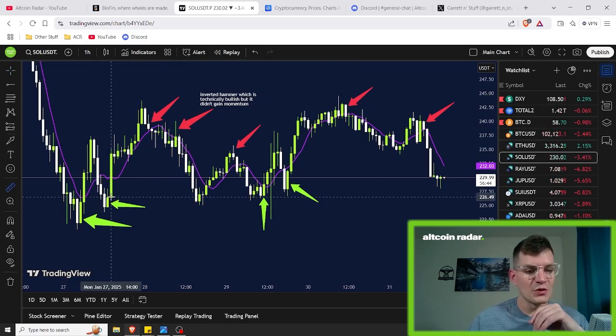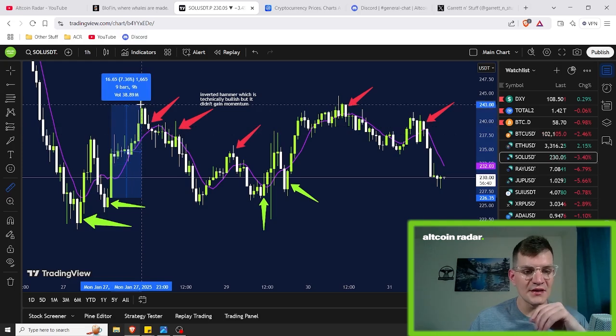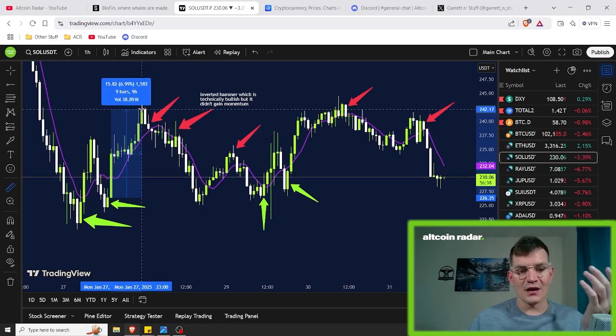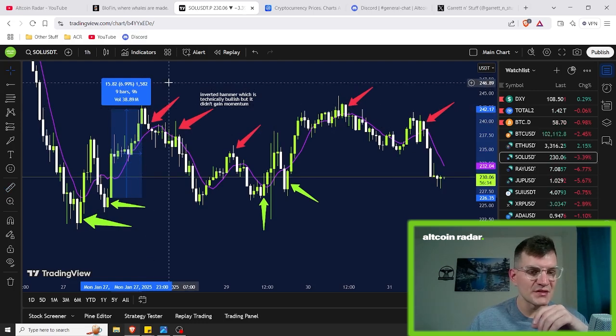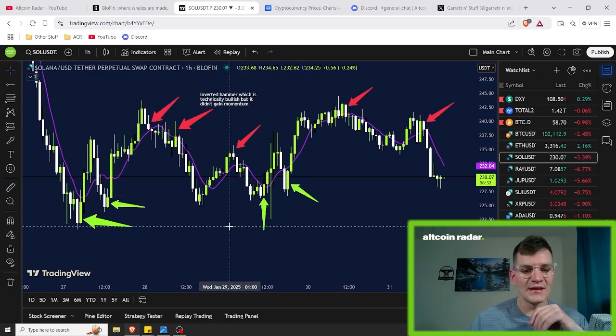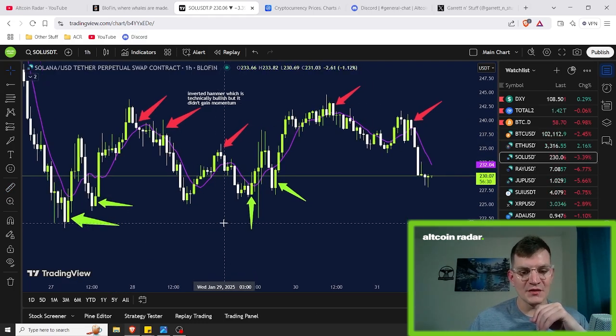So if you were to have gotten in on that trade with 10x leverage, and let's say you held it all the way to the top, you would have profited roughly 50 to 70% with 10x leverage, okay? Now, again with the bullish candles.